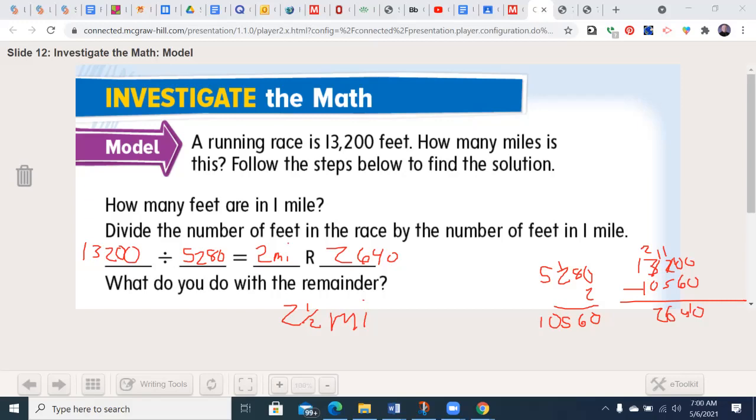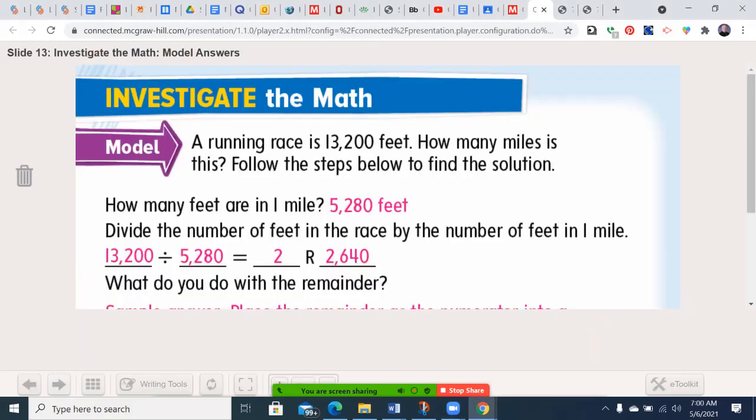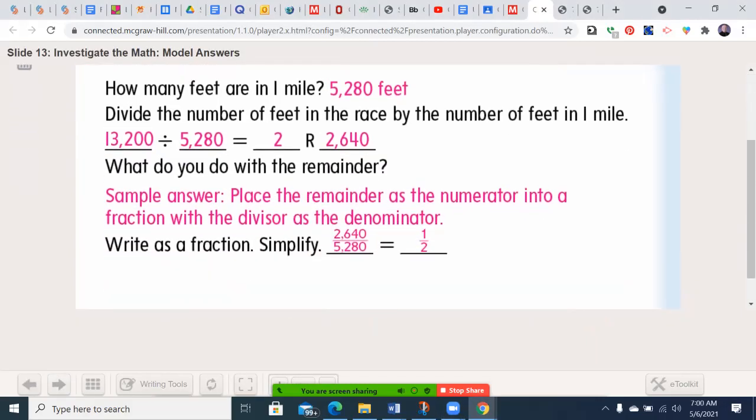So let's go ahead and clear it. You can see there, even though we didn't write it the same way, we kind of did the same thing here. We know that 2,640 over 5,280 would be 1/2 of a mile.